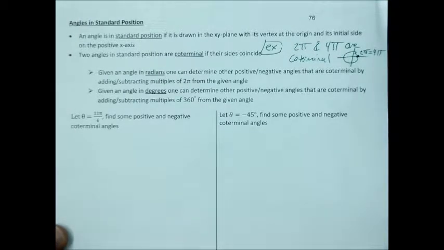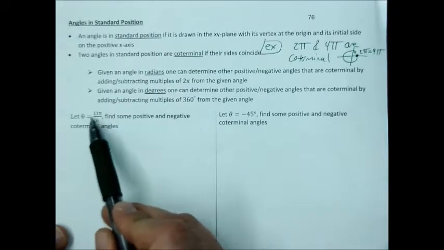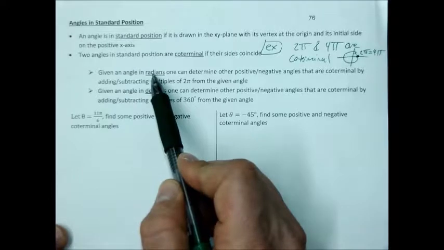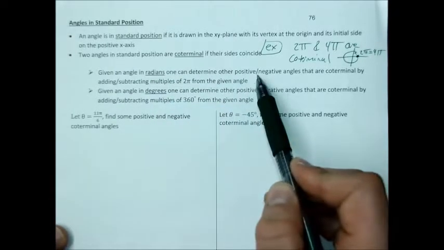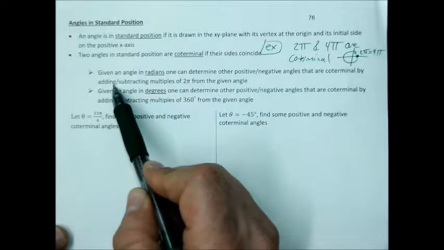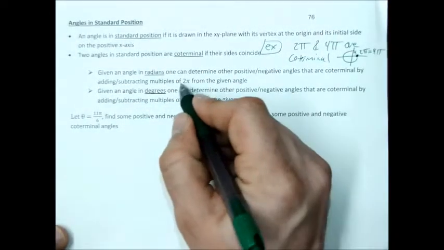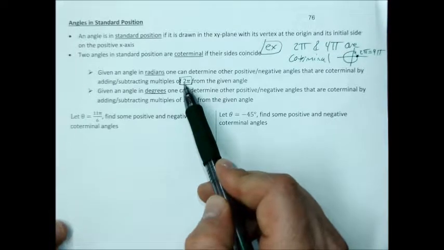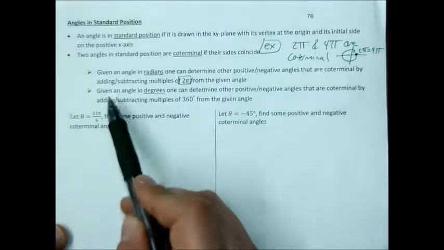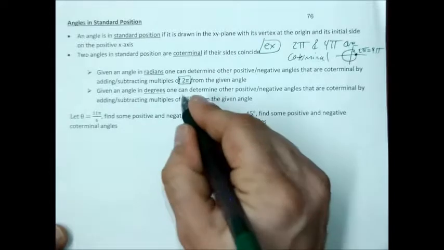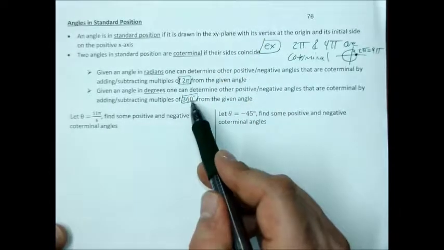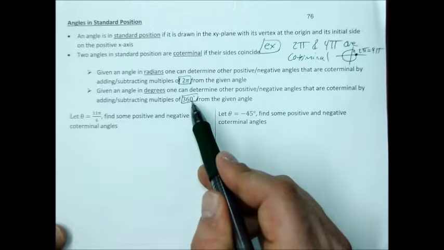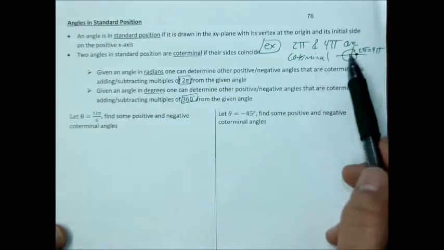We're going to practice doing it given a radian measurement and a degree measurement. If we're given a radian measurement, we can figure out other positive or negative angles that are coterminal by adding or subtracting measurements of 2 pi, because that's just going to send you all the way around the unit circle and back to that same place. And if we're doing it with degrees, then we add or subtract 360 degrees for that same reason. If we add 360 degrees to an angle, it just sends us all the way around the unit circle and back to that same place, just like this.